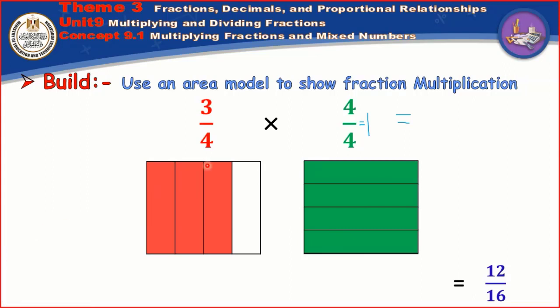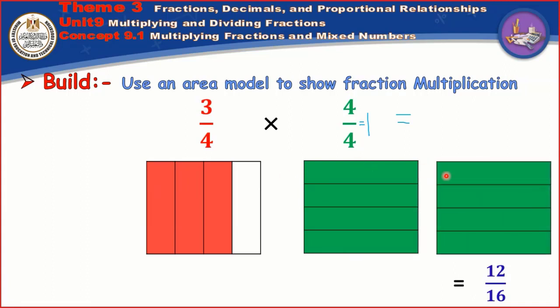Okay, now I will put it together. I will put the first model and the second one above it. How many parts can you see? Let's count: 1, 2, 3, 4. 4 and 4 and 4 and 4 equal 12. How many parts are dark shaded? 1, 2, 3, 4, 5, 6, 7, 8, 9, 10, 11, 12. 12 from how many parts in all? 16. So the answer 12 over 16 is equivalent to 3 over 4.